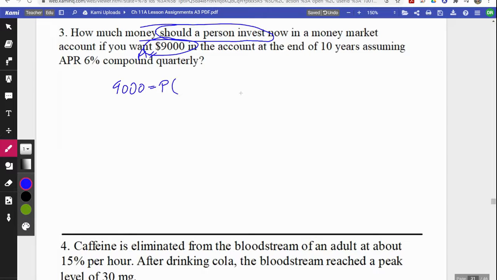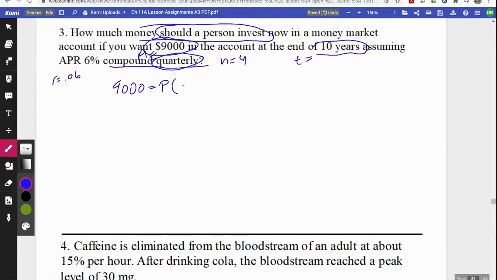And then we have a compound interest. We have compounded quarterly. Quarterly happens 4 times a year. That means N is 4. We are going to have this $9,000 after it's been there for 10 years. So T equals 10. And then our annual percentage rate, that's what APR is, 0.06. 6%, but as a decimal is 0.06.